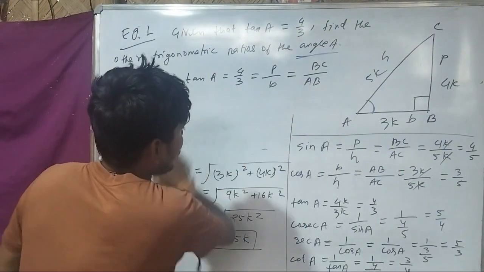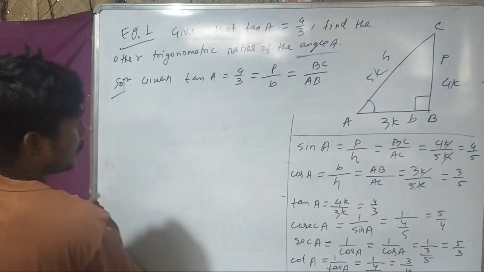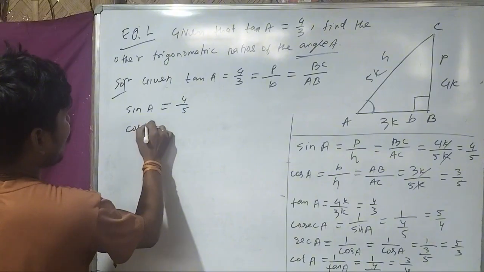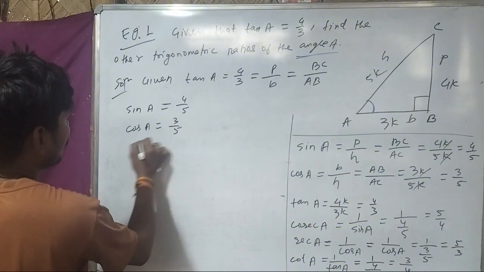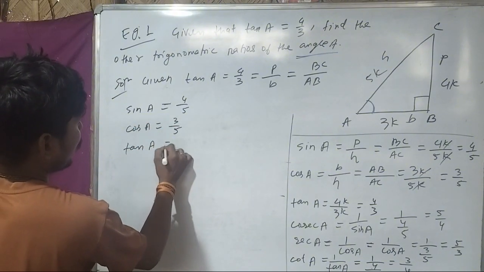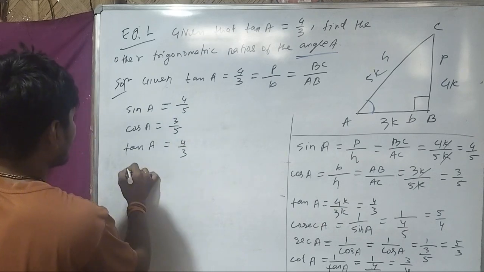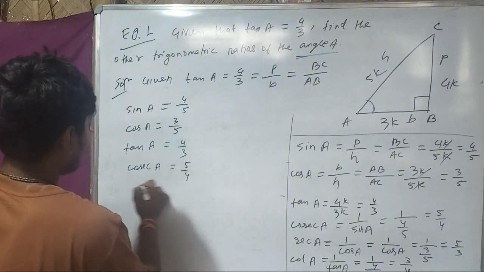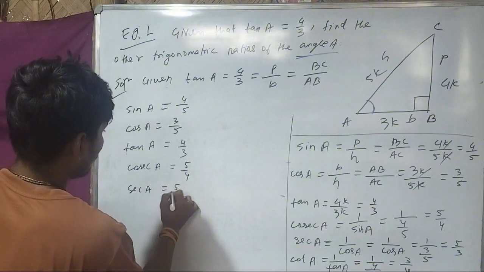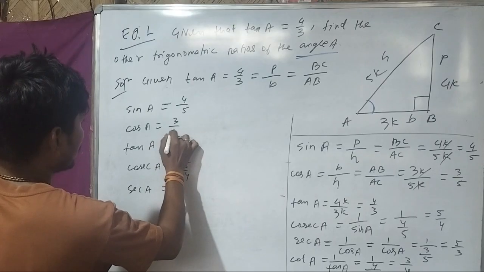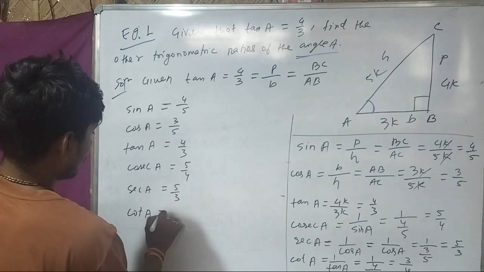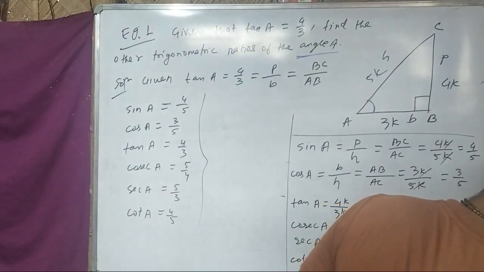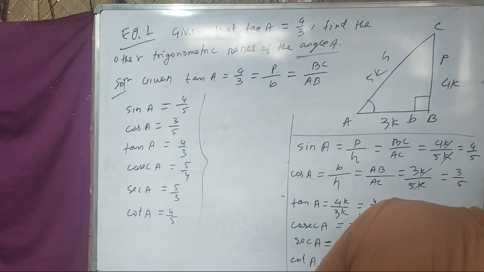So let me write again what we get. Sin A we get 4 by 5, cos A we get 3 by 5, tan A we got 4 by 3, cosec A we get 5 by 4, sec A we get 5 by 3, cot A we get 3 by 4. These are all the trigonometric ratios of question number 1.